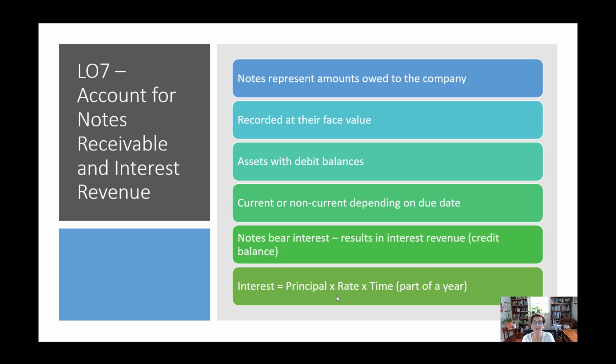Okay? So if I say I'm loaning you money at 10%, even if it's only a 3-month note, the 10% is per year. So remember that your time has to be in terms of a year. And you'll see that in the example in your guided notes.